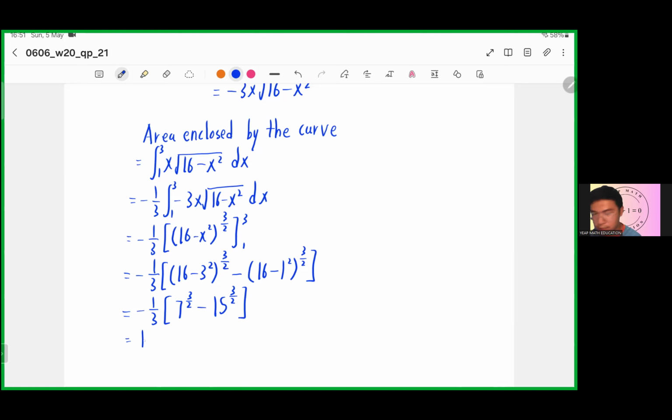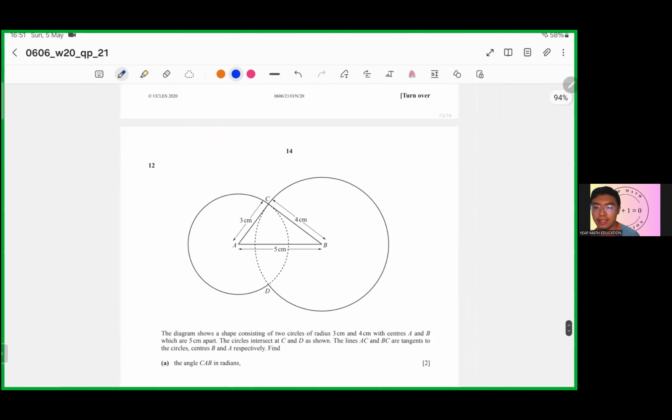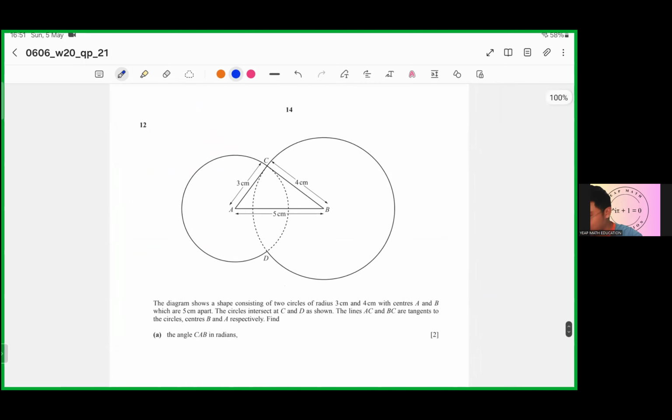Okay, we get the answer is 13.2 unit square. Now we look at the last question. Already the last question.